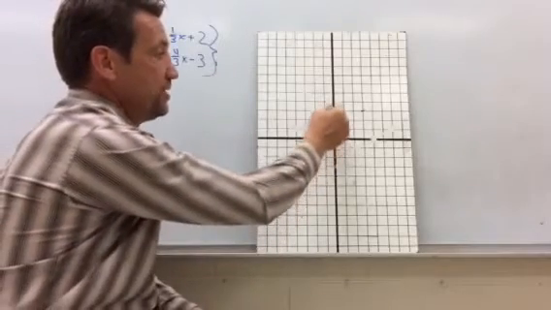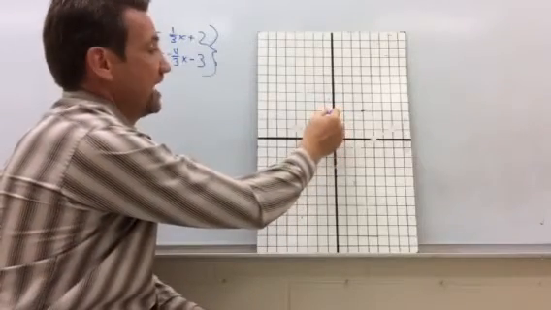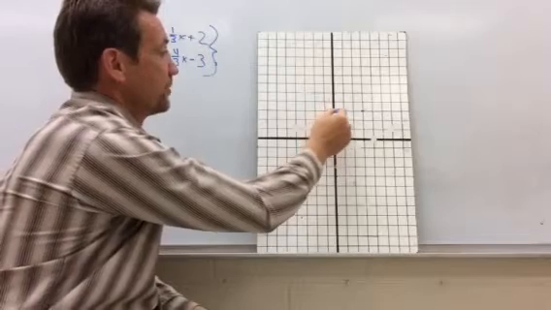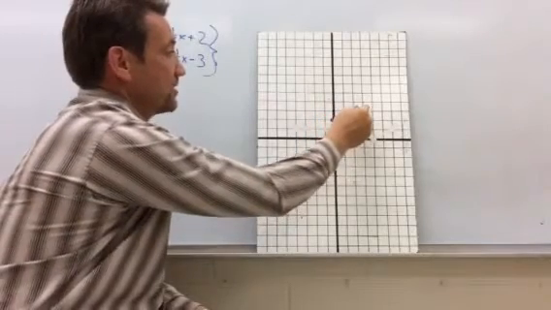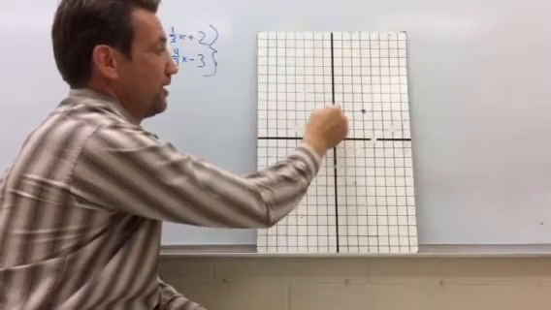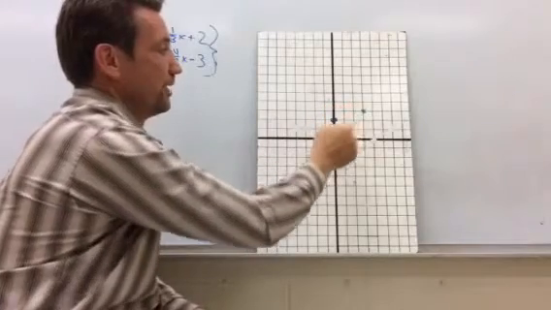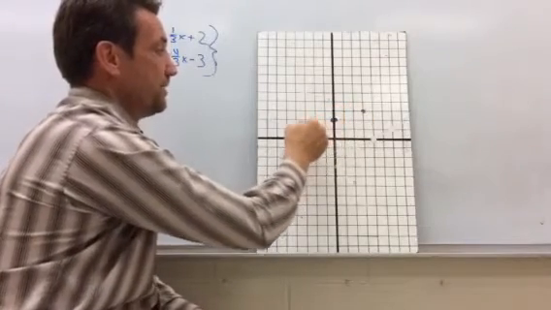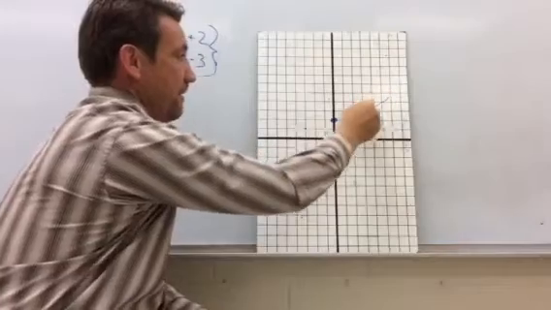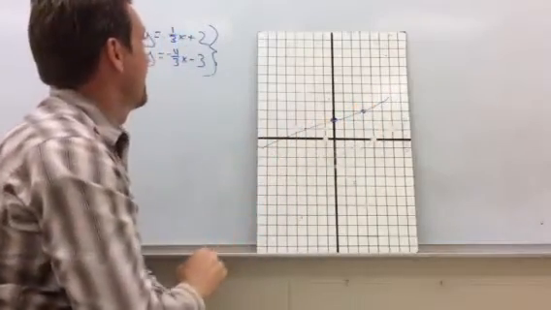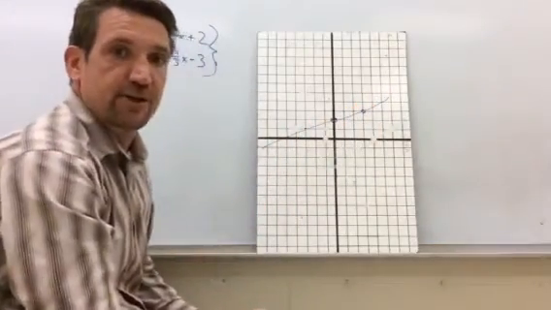Our y unit changes by 1. We go up 1, and our x value changes by 3. So we're going to go over 3. Our slope is 1/3. Rise over run, up 1 over 1, 2, 3 units. We have 2 points, which gives us our graph. There's the graph of y equals 1/3 x plus 2.